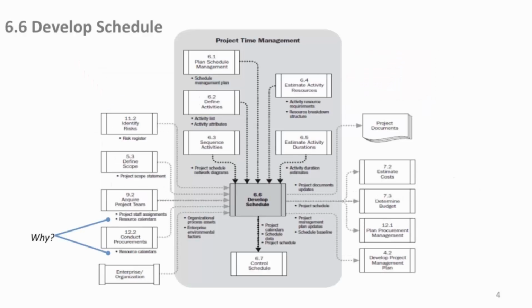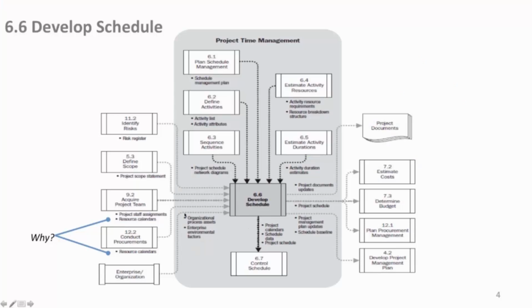Here's our data flow diagram, which has all these little dots. They're all the inputs. A lot of inputs come in. We probably know the answer to this; we've gone over this several times. Why do we need resource calendars from acquire team and procurement? Well, obviously our team has resource calendars, and conduct procurements will have some resource calendar considerations of our third-party suppliers, to make sure there's nothing lurking there that's going to complicate our project. So that all comes in.